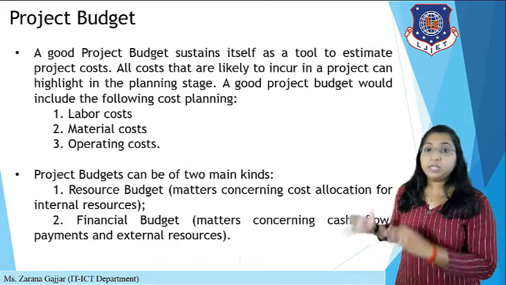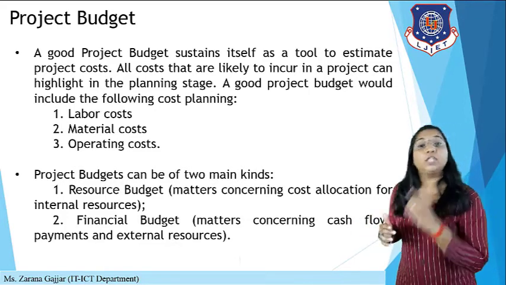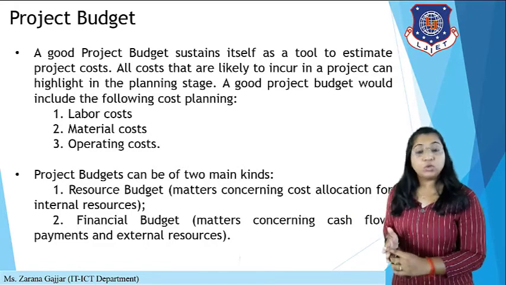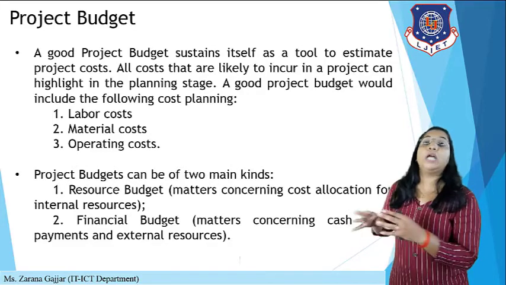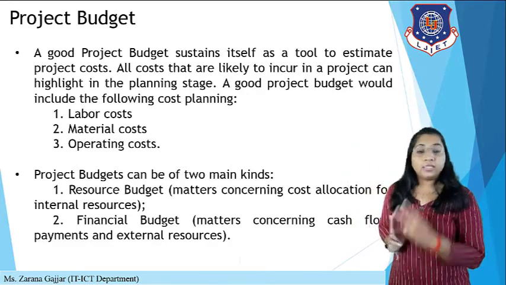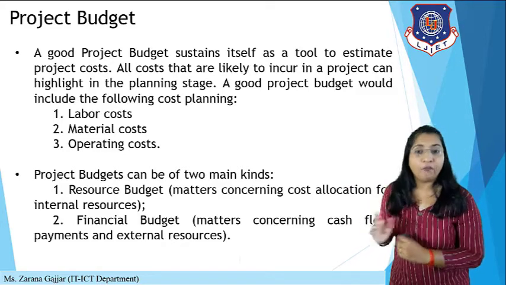That means it matters concerning cost allocation for internal resources, like whatever the human resources is there, whatever the external or internal resources, like we require a system, so that will be one of the resources. So it will consider a resource budget. And the second thing is financial budget. Okay, so the main impact factor is financial budget.